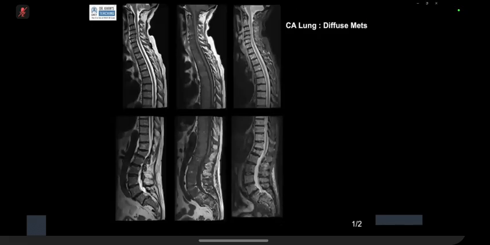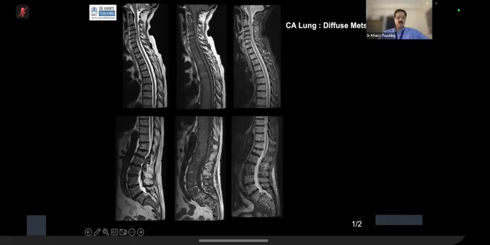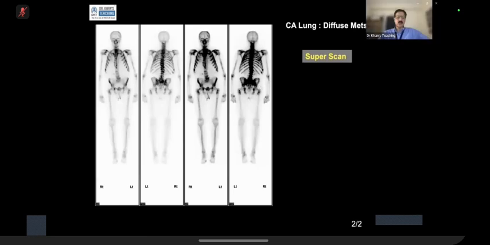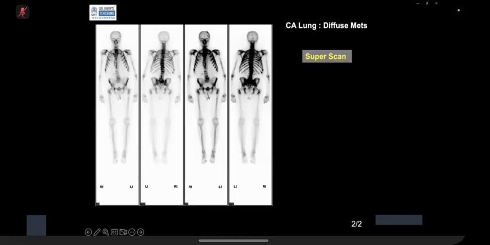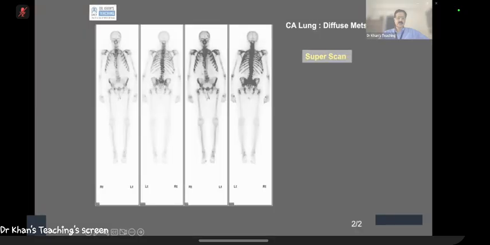I've just put in a few slides here to show you diffuse marrow abnormality. This is a case of carcinoma lung, where there is diffuse abnormality. Look at this vertebra and see the intervertebral disc, and you will agree that the intervertebral disc is higher in signal as compared to the vertebra. Then look at the STIR, and it is higher. And this is a super scan of the same patient where there is diffuse uptake. So a super scan per se is an exam case, remember.